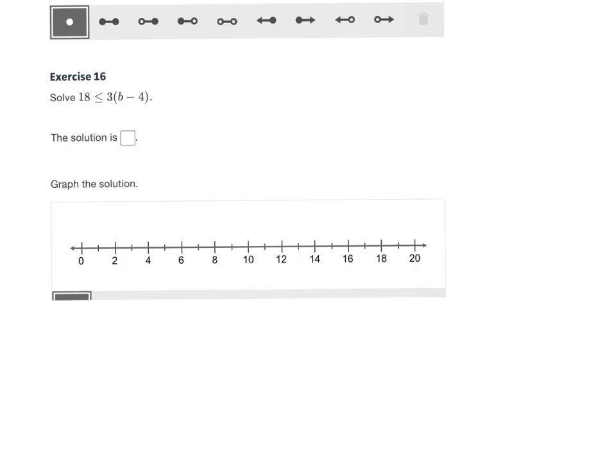The last one we have another distributive property. So we're going to do this as 18 less than or equal to, I'm just going to distribute it right away. 3 times b is 3b. 3 times negative 4 is minus 12. Order of operations backwards, we're going to have to get rid of this negative 12. So we're going to add 12 to both sides.